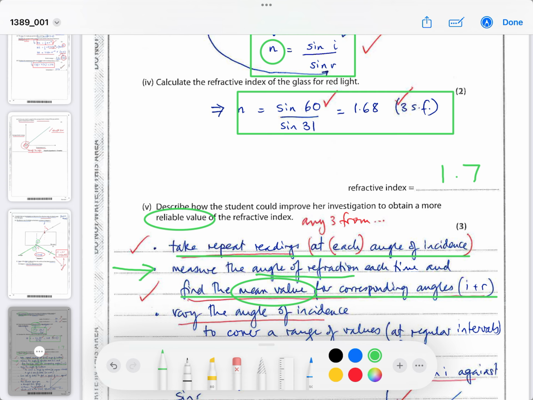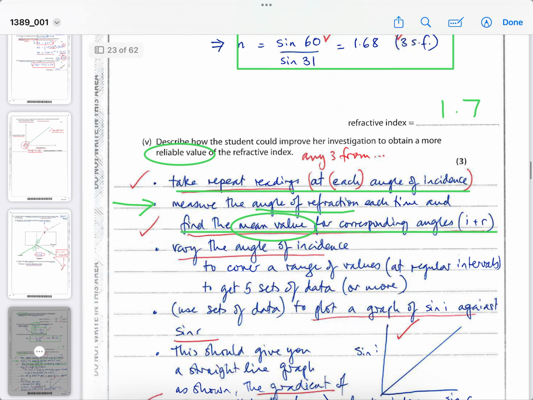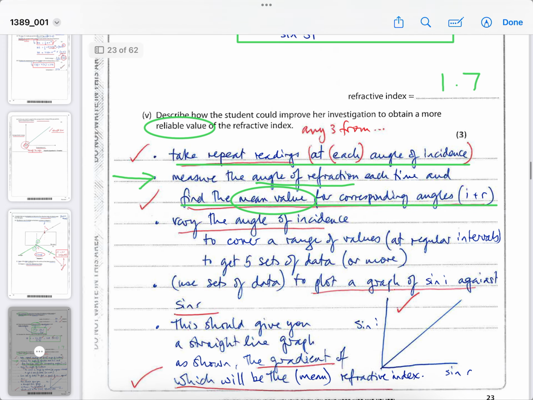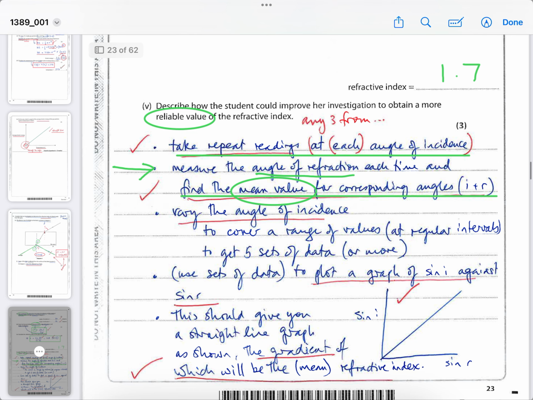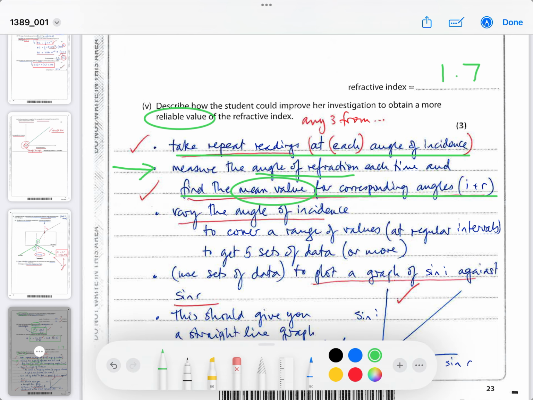So these are points that you need to make. Now, to improve her investigation, she should vary the angle of incidence. Obviously, you don't just do it once and put it in the equation. You want a range of values at regular intervals to get at least 5 sets of data. In GCSE, I always say 5 sets of data.